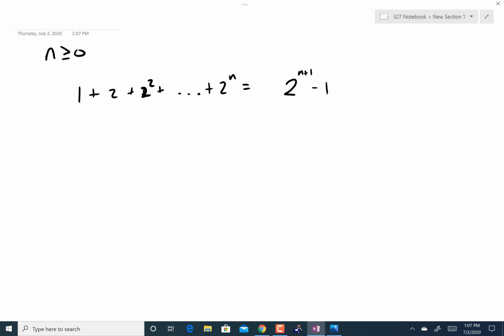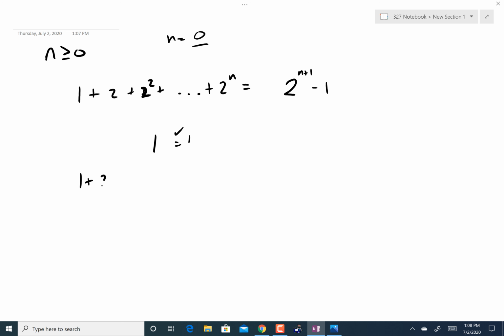So let's start off with zero, shall we? If you start off with 0, well, let's see. What do you get? All right, so if n equals 0, then you get 2 to the 0 is 1. 2 to the 0 plus 1 is 1, so 2. 2 minus 1 is 1. Check, it works for the first term.